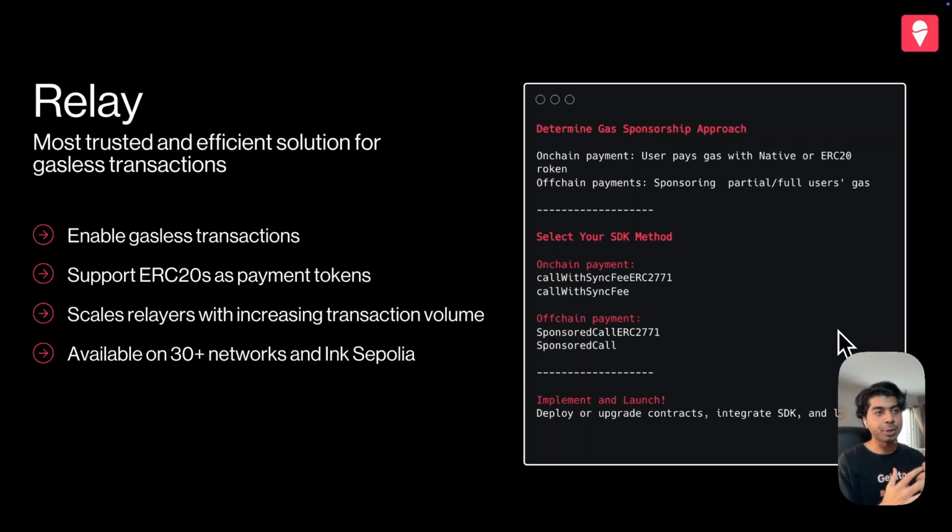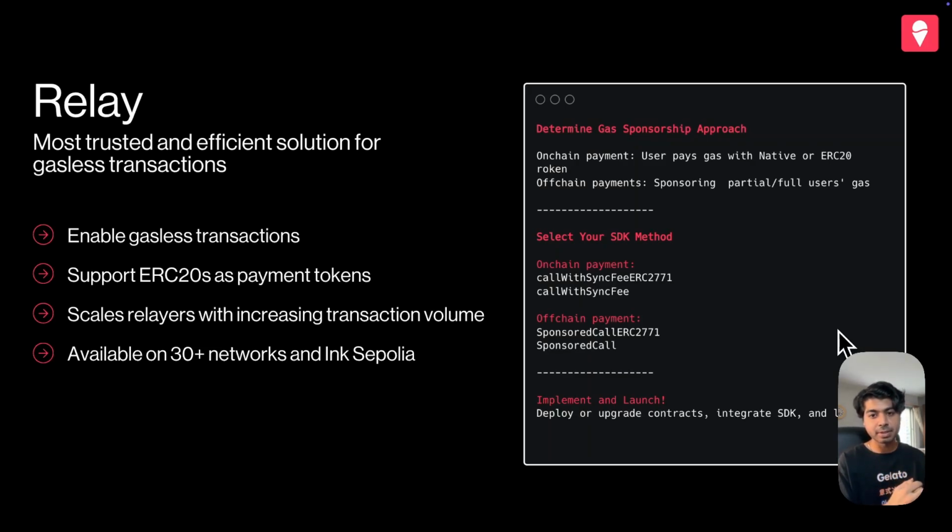How Relay actually works is that you first determine your gas sponsorship approach. You can either choose on-chain payment, where the users pay gas with a native or ERC20 token. And then lastly, you have off-chain payments, where you sponsor partial or full user gas with 1Balance, which is a gas tank that allows you to pay for transactions on all the supported networks on Gelato.